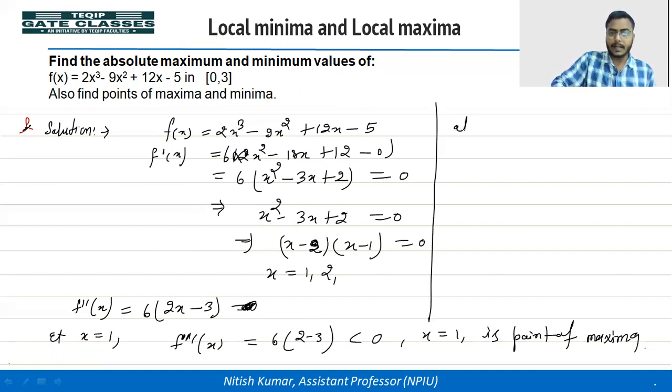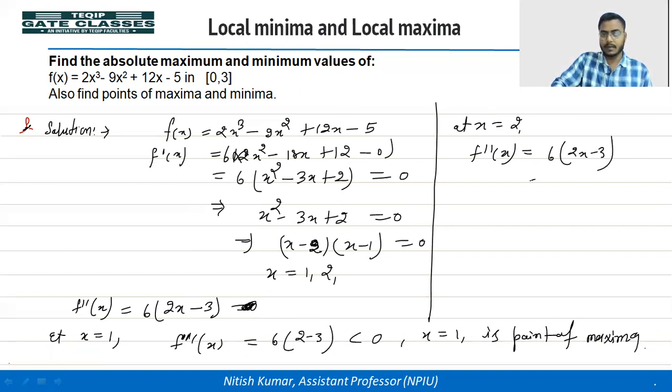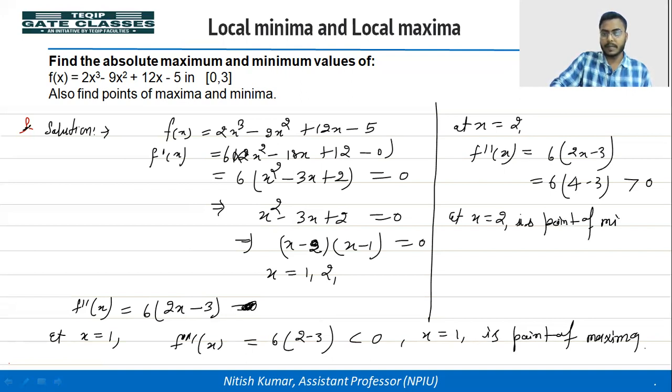Okay. Check at x is equal to 2. What is the value of double differentiation of x? So we are getting 6 into 2 into 2 minus 3. 6 into 4 minus 3. We are getting greater than 0. So we can write at x is equal to 2 is point of minimum, minima.